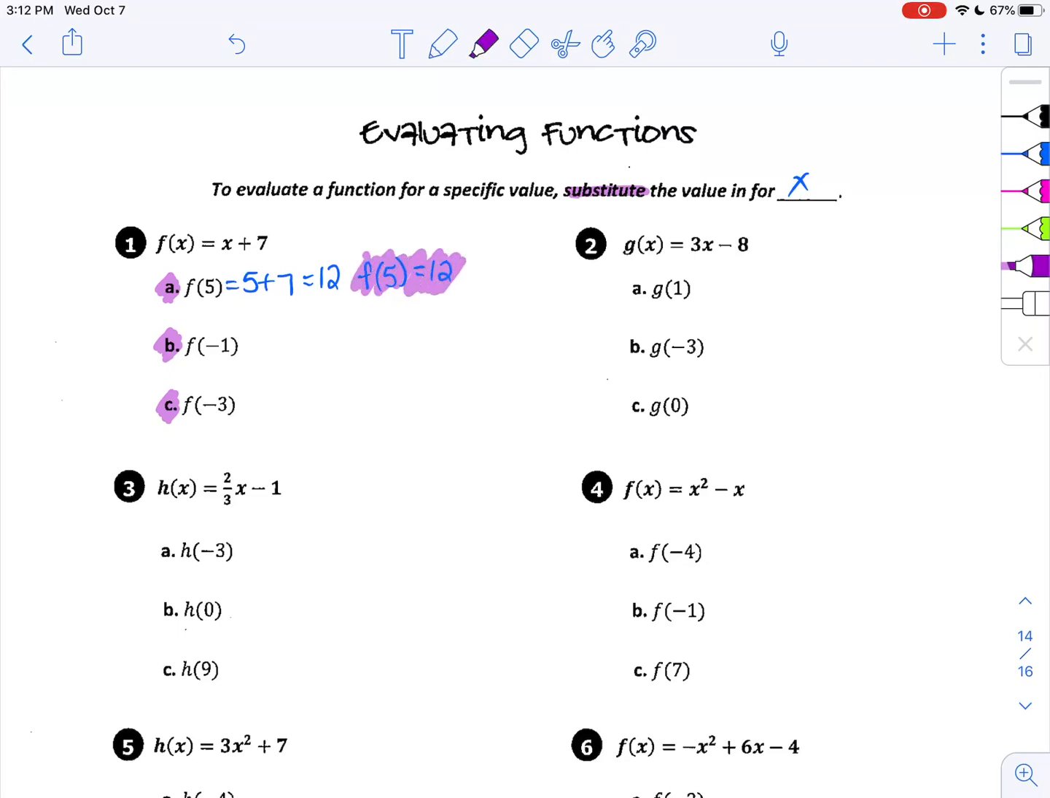We're going to use that same function for f of negative 1 in part B. And we're going to do the same thing. We're going to substitute in negative 1 for x, so negative 1 plus 7 equals 6. So f of negative 1 equals 6. And then we'll do the same thing for part C. Substituting in the negative 3 for x, so negative 3 plus 7 equals a positive 4. So f of negative 3 equals 4.